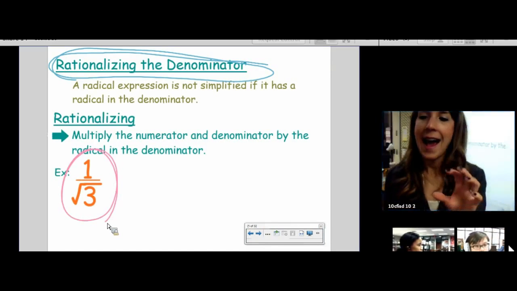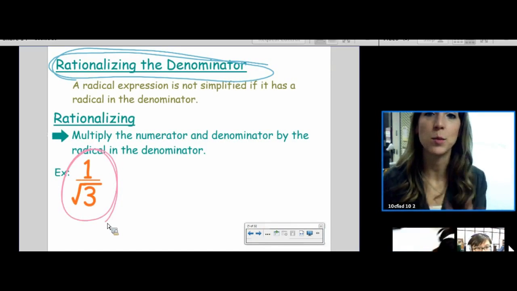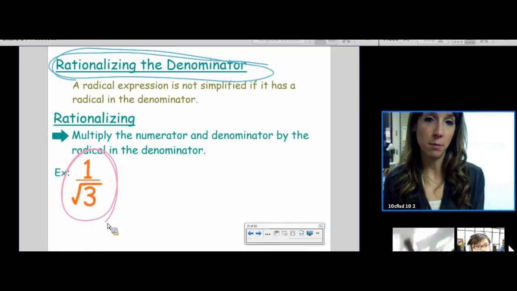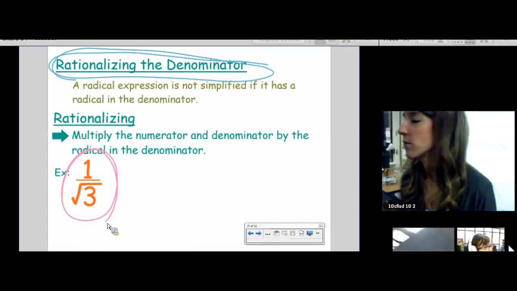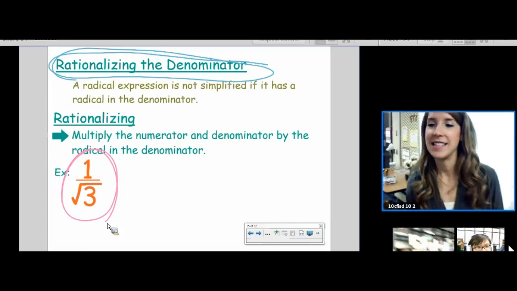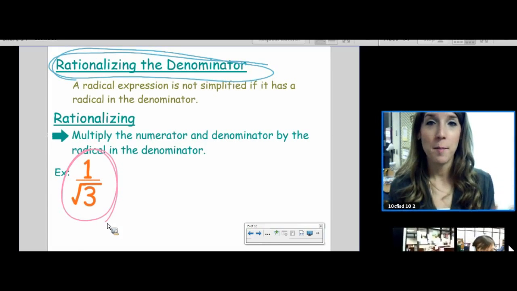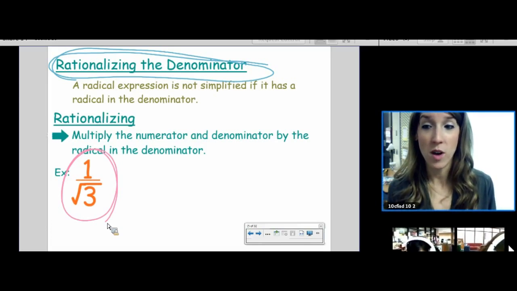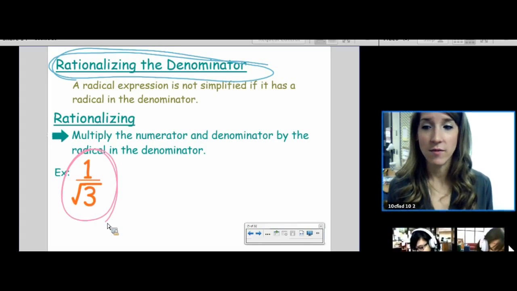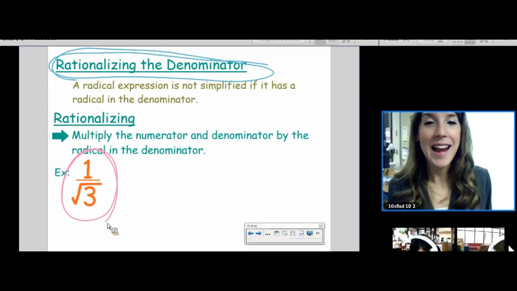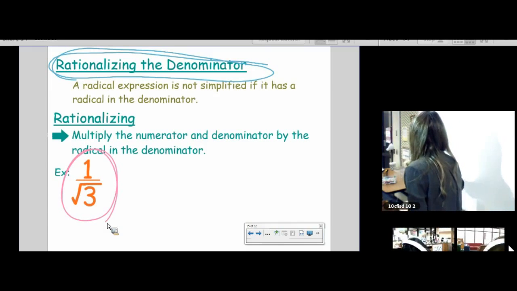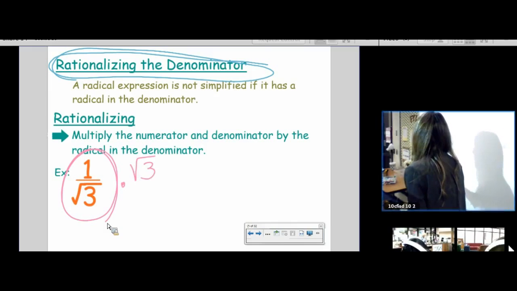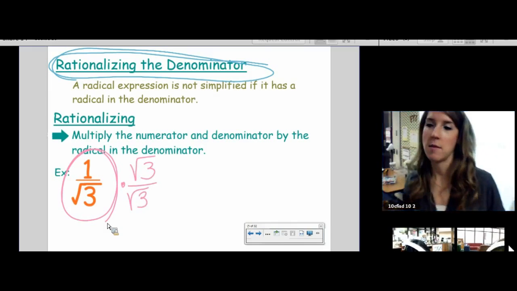So, when your number has a radical in the denominator, it is wrong. You have not simplified it. So we're going to learn how to rationalize the denominator. The way you rationalize it is you multiply that number by 1. But it's not any old one. It's a very fancy number 1. It's a very intentional number 1.